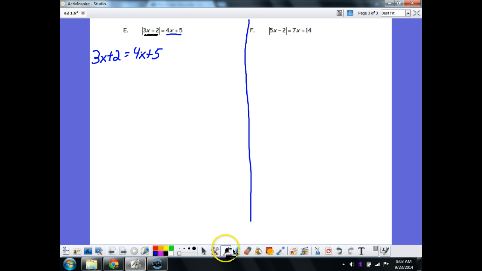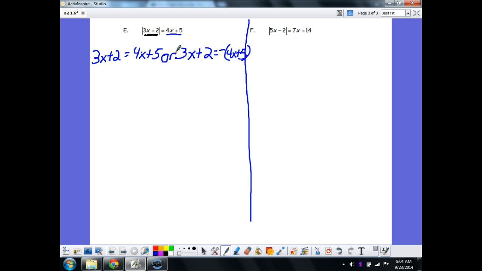Things got a little bit of a delay, so we'll try to work with that. Or we're also going to set it equal to the opposite of this, 4x plus 5. Okay? So that's how we're going to handle that. And we're going to solve each of these equations, these two equations, individually.